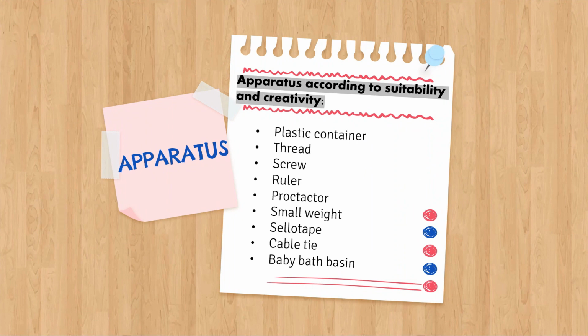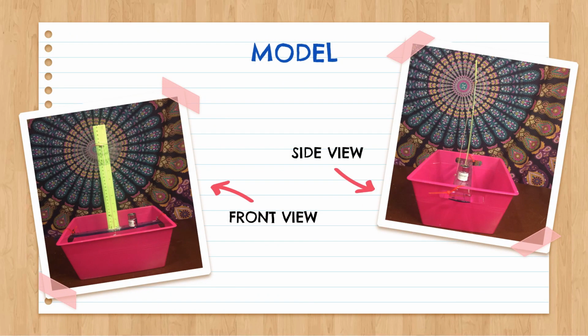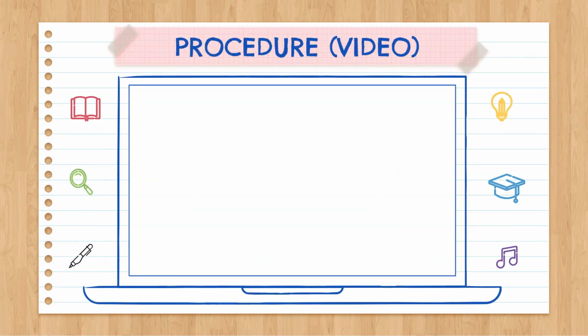Since we were not allowed to be on campus due to the movement control order restriction, we were asked to conduct an in-house experiment with suitable apparatus we can get. The apparatus that I chose according to suitability and creativity are a plastic container, thread, screw, ruler, protractor, small weight, sellotape, cable tie, and baby bath basin. And here is the model based on my creativity. Let's watch the procedure.